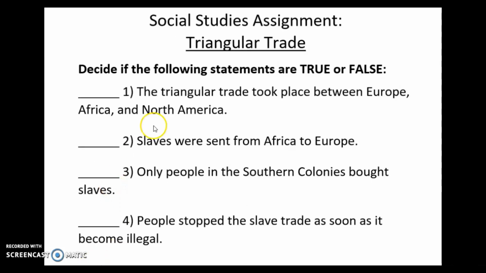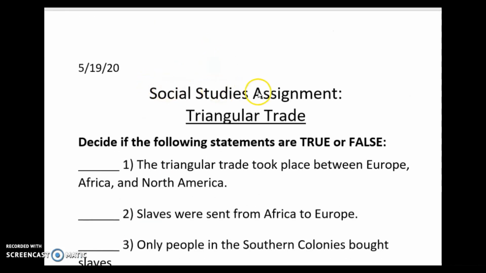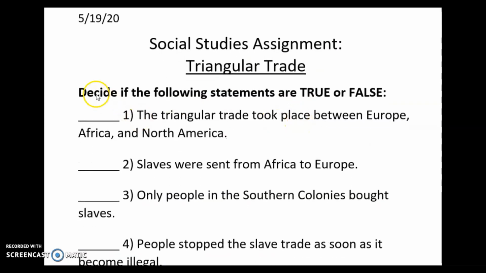So here's our assignment, social studies assignment, triangular trade. Decide if the following statements are true or false. Number one, the triangular trade took place between Europe, Africa, and North America. Figure out, is that true or not? Number two, slaves were sent from Africa to Europe. Is that how it worked? Look at what we said. Decide if it's true or not.